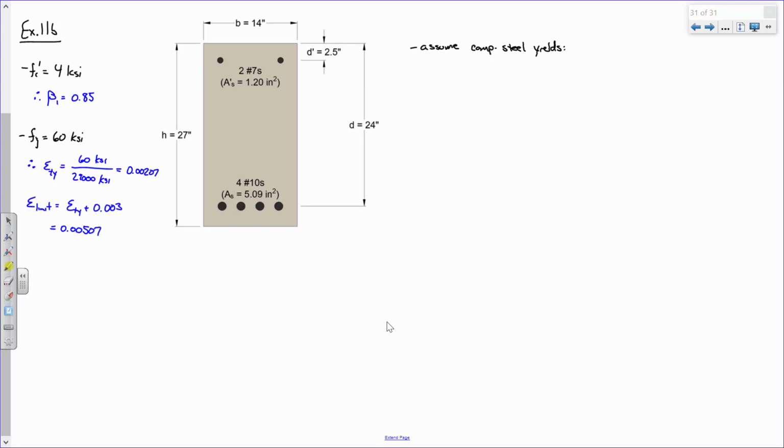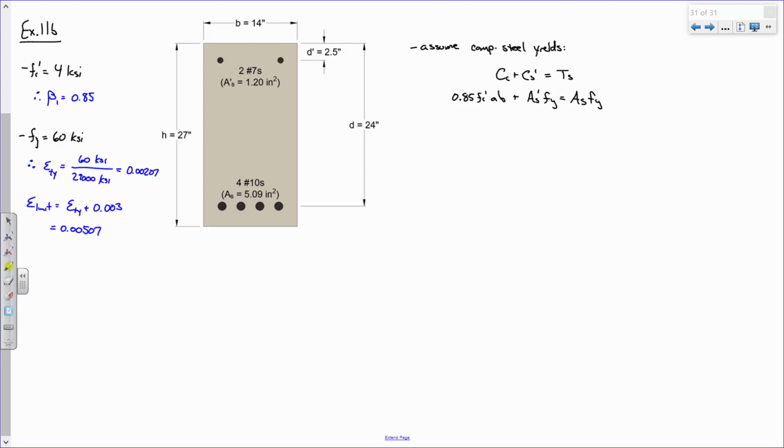So C sub C plus C S prime is T S, or 0.85 FC prime AB plus AS prime FY is AS FY. And then this is the same, I mean, I know I'm going through this kind of quickly, but so far I'm literally doing the exact same thing I did in the last example.